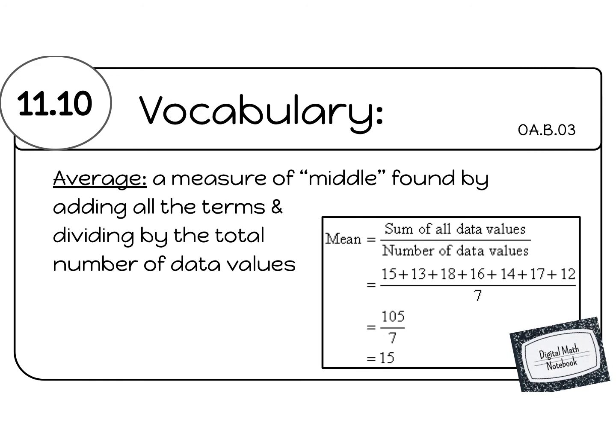Today's lesson also has a vocabulary word. Today's vocabulary word is the word average. Average is a measure of middle, found by adding all of the terms and dividing by the total number of data values. There is a picture of this in your digital math notebook, but you need to pause to write the definition.